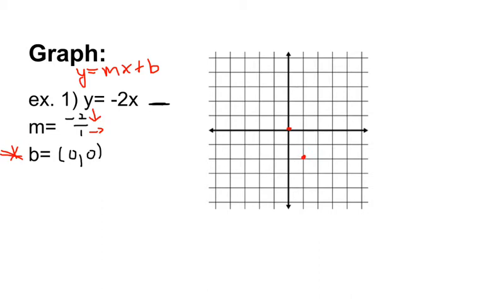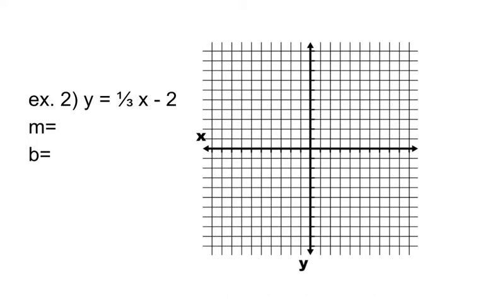And then repeat this process from the last point you made. Go down 2 and 1 to the right, and there's your next point. And that's as far as you need to go. 3 points will do. Draw your line through. Helps if you use a ruler when you're doing this on your own. There's your line. Easy, right? Let's try a second one.